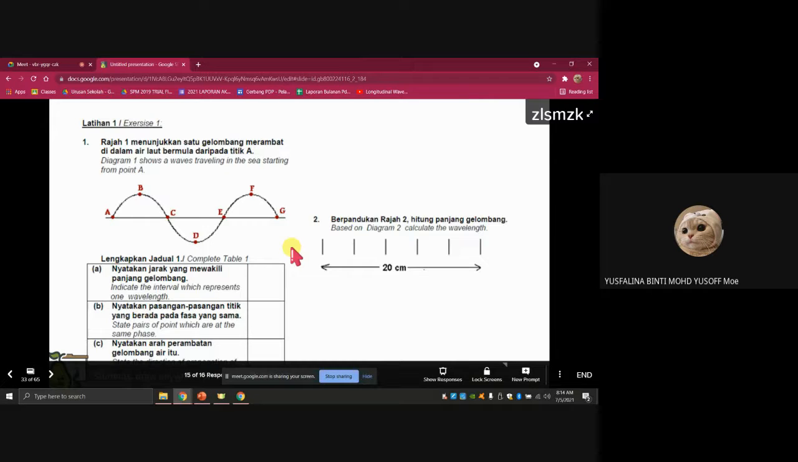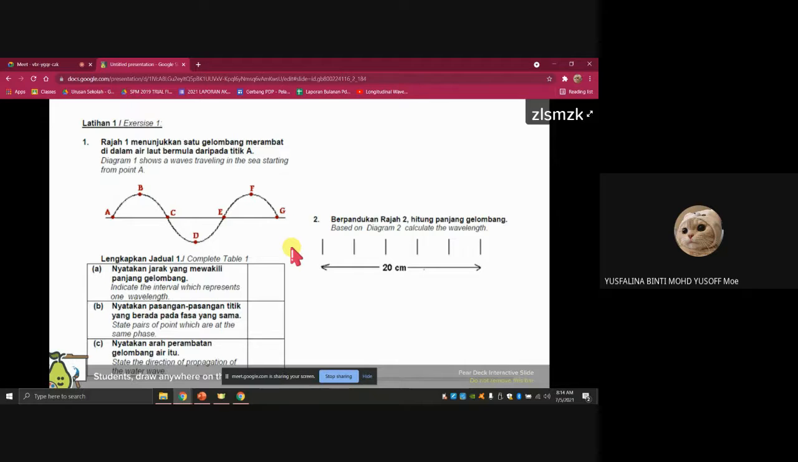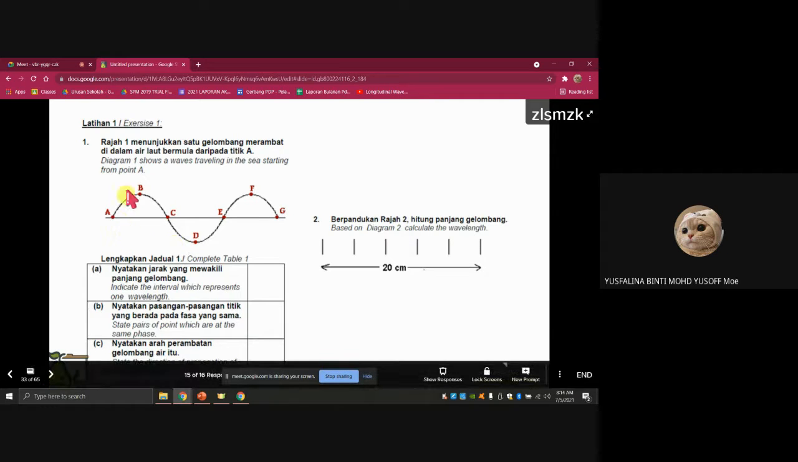And the next one, you have to state the direction of the propagation. Because it starts from point A, right? From A to G is from left to right.